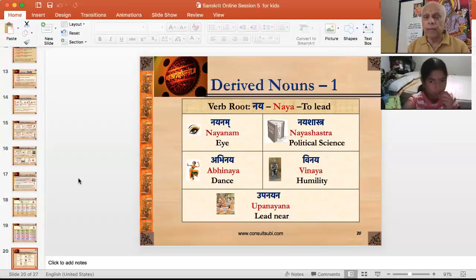Vinaya. Vinaya means humility. Upanayana. They have the third ceremony, it's called Upanayanam. Upanayana means lead near, lead near a guru. It's called Upanayana. So these are all derived from one root called Naya.